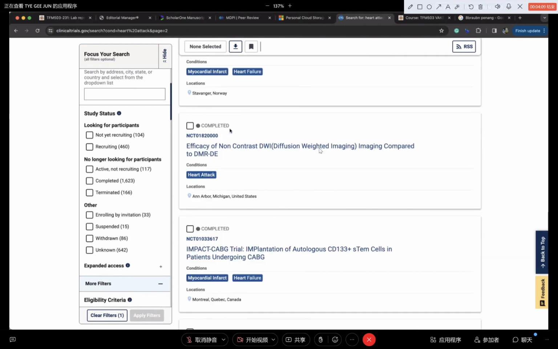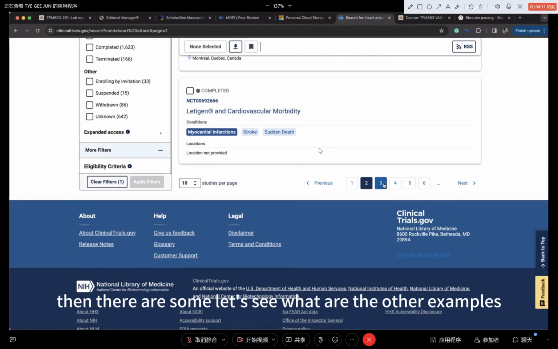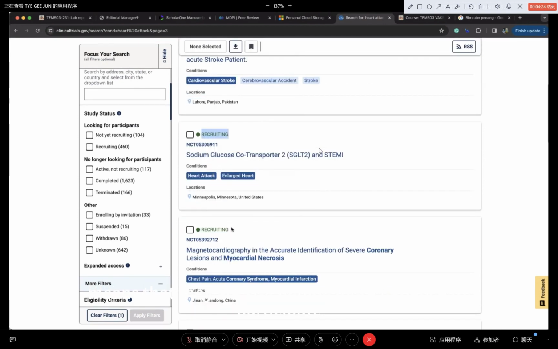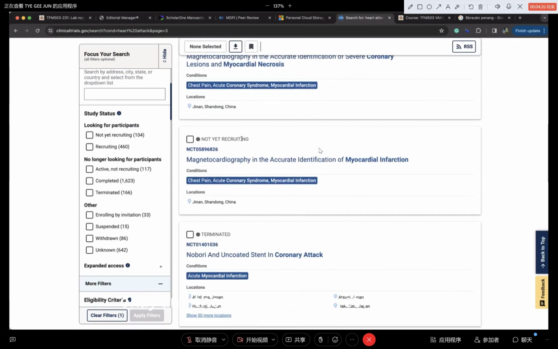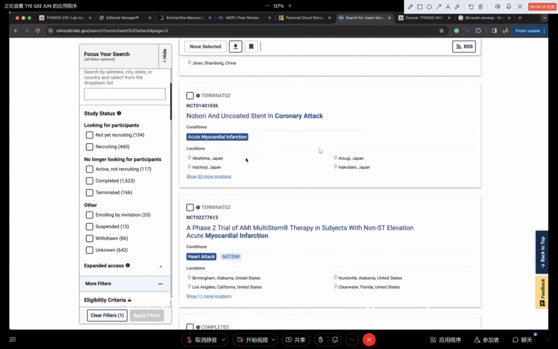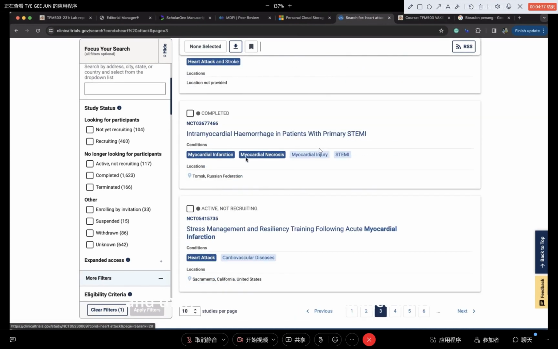Okay, and then there are some. Let's see what other examples are available. Yeah, okay, look at this. This is recruiting. Okay, so recruiting here means that they are still finding more patients to participate. And then this is not yet recruiting, which means this is relatively new. So this one is in Jinan, Shandong, China. Okay, and then terminated, unknown status.